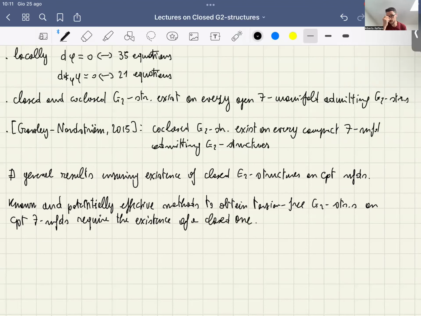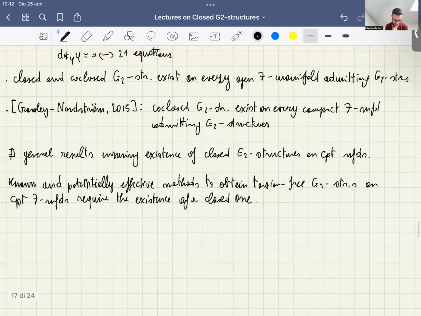And so if you remember, for instance, all the constructions we have of compact manifolds admitting torsion-free G2 structures and actually having holonomy equal to G2 are manifolds that are constructed in such a way that they admit a closed G2 structure satisfying the hypothesis of Joyce's theorem. So these observations let us focus on closed G2 structures.